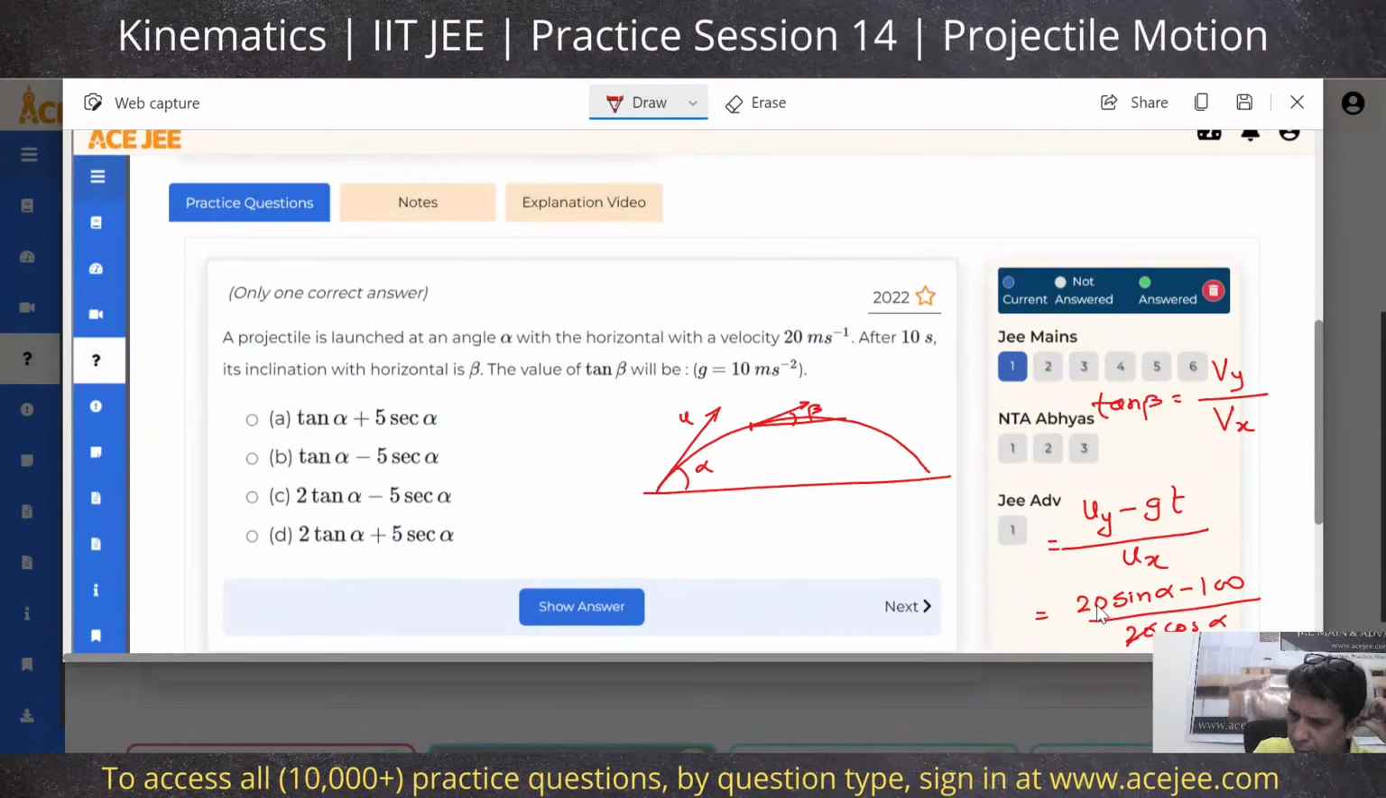Sir, I took y by x instead of Vy by Vx. Okay, so then what you found is what I was checking with Ruchika. If they were asking for this angle, the angle that the position vector makes with the horizontal, then that's a different question altogether. This question is not very clear here.